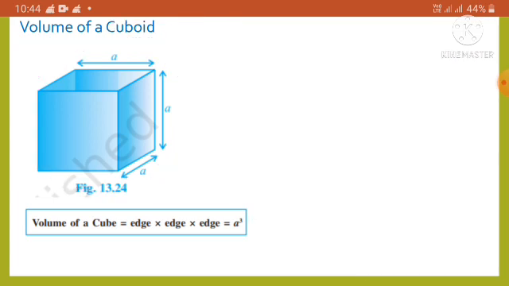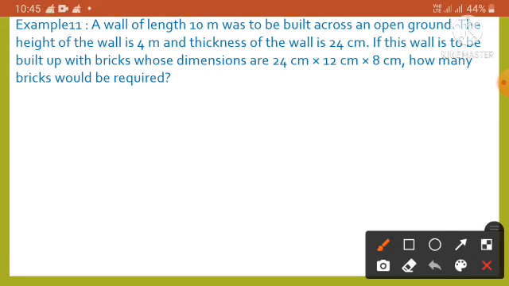Now we are taking some examples. Example 11. A wall of length 10 meter was to be built across an open ground. The height of the wall is 4 meter and thickness of the wall is 24 centimeter. If this wall is to be built up with bricks whose dimensions are 24 centimeter into 12 centimeter into 8 centimeter, how many bricks would be required?